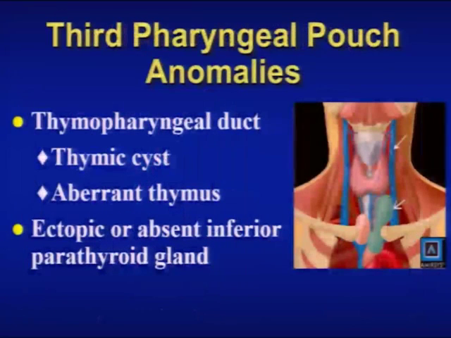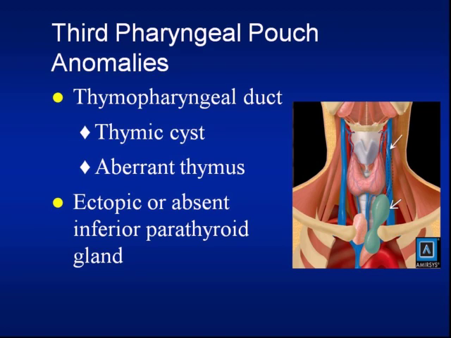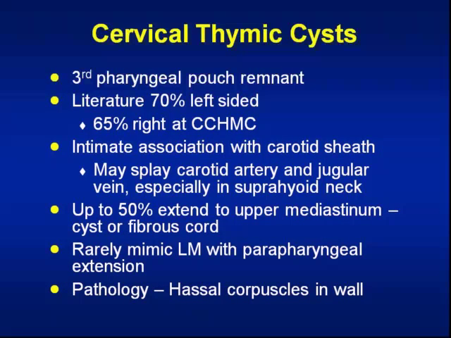The most common third anomaly that we see are remnants of that thymopharyngeal duct. So the thymopharyngeal duct, just like the thyroglossal duct, can have secretory epithelium along its tract, or it can have deposits of thymus. So we can have a thymic cyst, or we can have a barren thymus. These are third pouch remnants. They are closely associated with the carotid sheath.